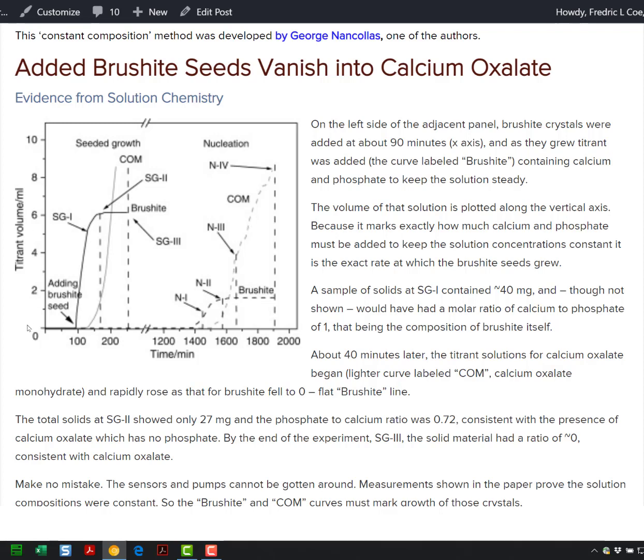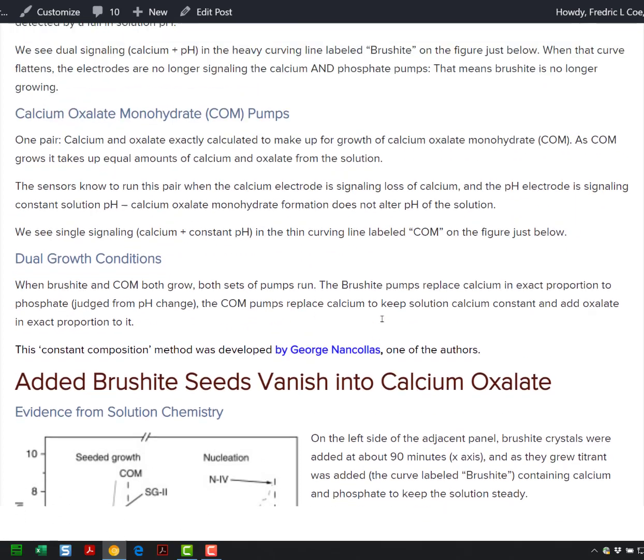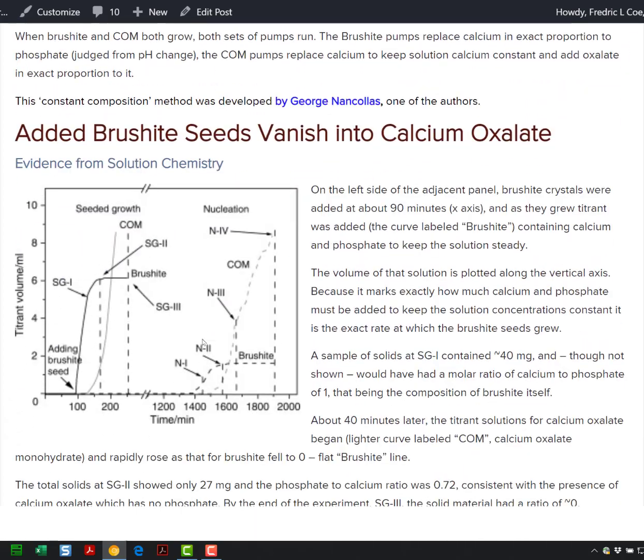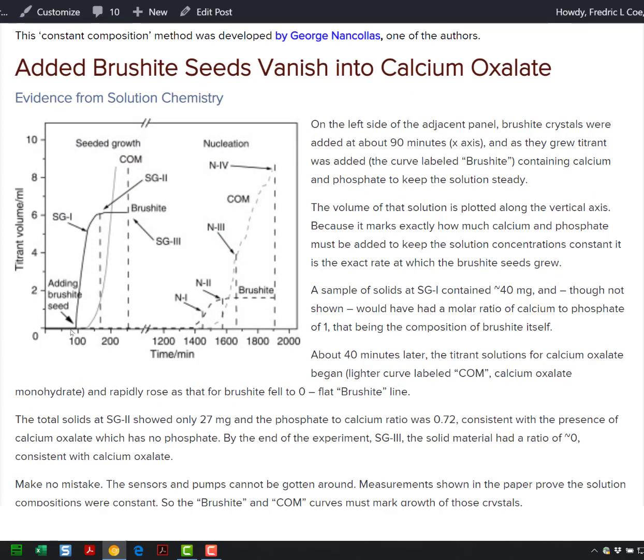And along this axis here is the volume of titrant that's being pumped in to replace calcium and phosphate as brushite would grow. And why would brushite grow? They added brushite seed crystals right here at this point. So they have a solution. You say, well, what kind of a solution? Well, the solution is supersaturated. And the supersaturation is 1.2-fold for brushite and 1.8-fold for calcium oxalate. And it's just waiting there, doing nothing for nearly 100 minutes. They put the seed crystals in right here.